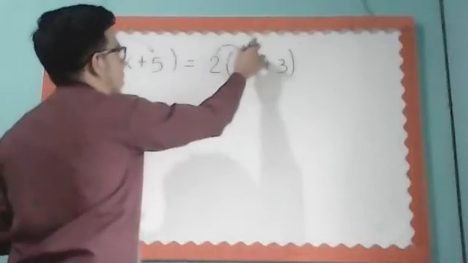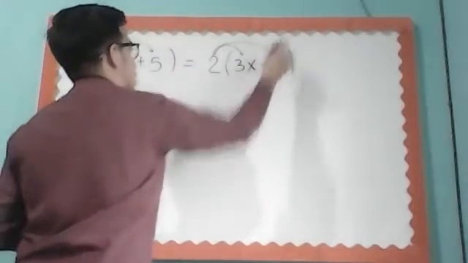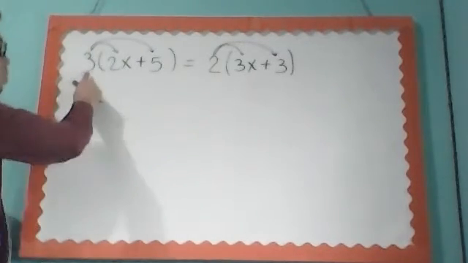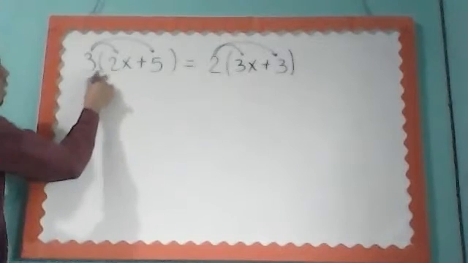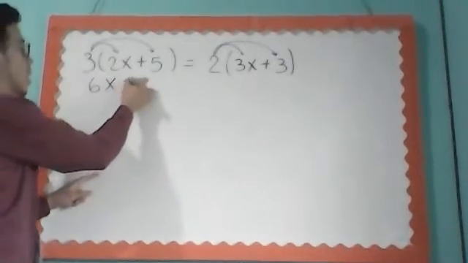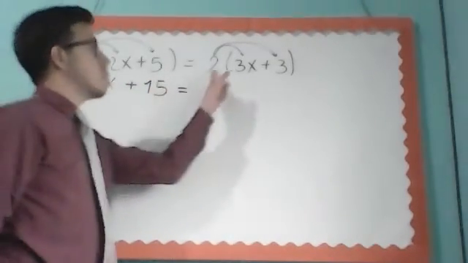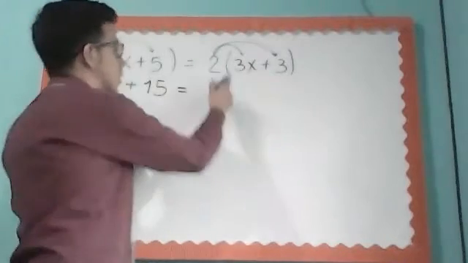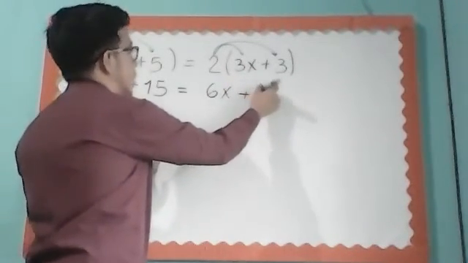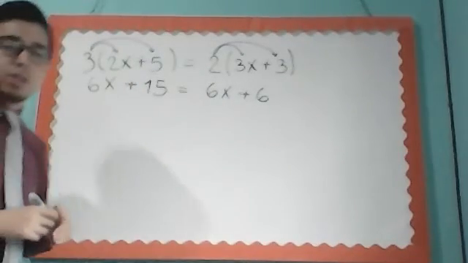The other one is the same. Okay, 3 times 2 is 6, and we only copy the variable, 6x, plus 3 times 5, that is 15, equal 2 times 3x, that is 6x, plus 2 times 3, that is 6. We pass the variable to the other side.